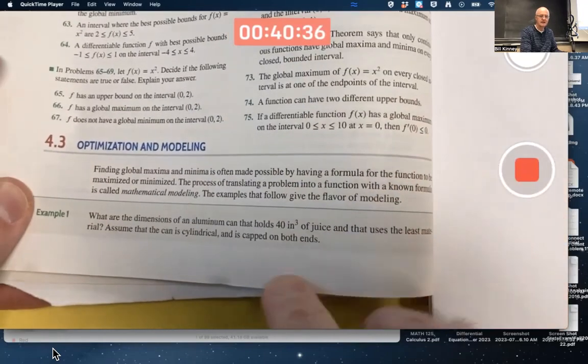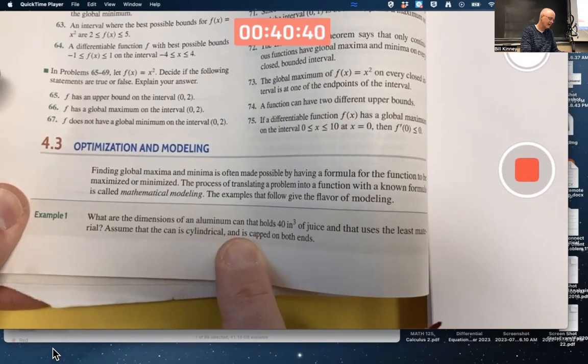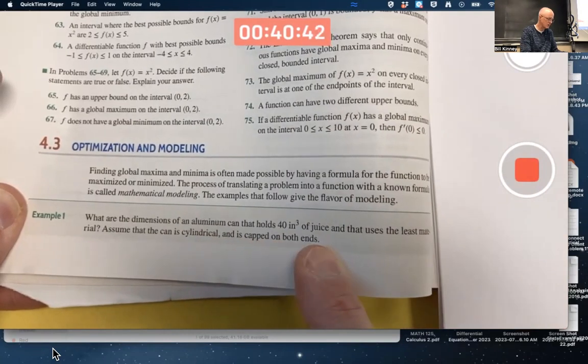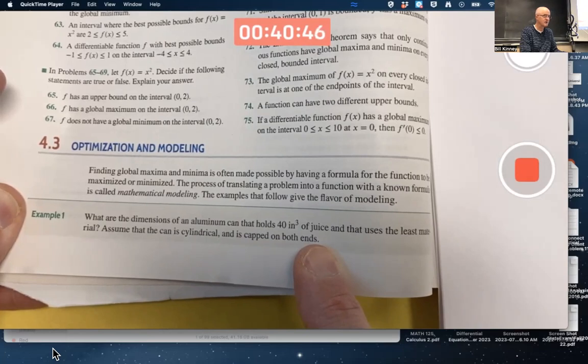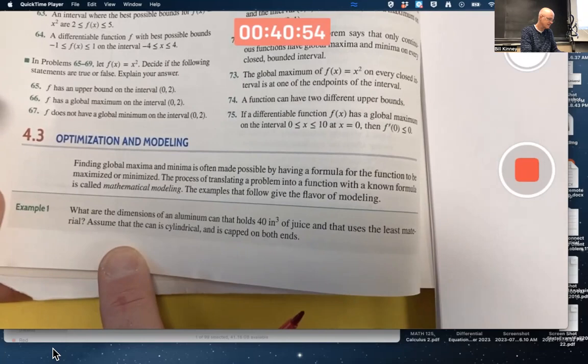Example 1 says, what are the dimensions of an aluminum can that holds 40 cubic inches of juice? Kind of weird to use cubic inches, right? Better to use metric units, cubic centimeters, some number of liters or something. And that uses the least material.